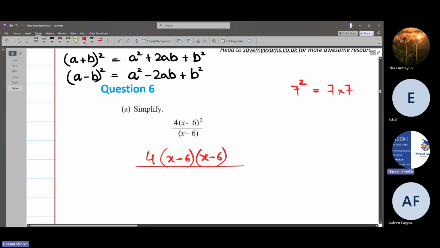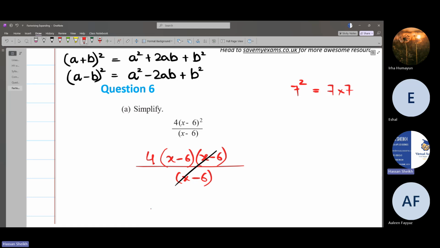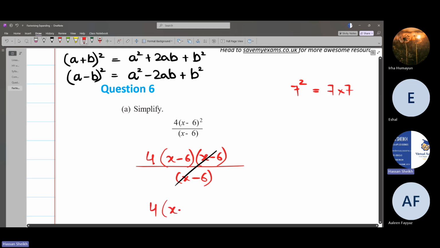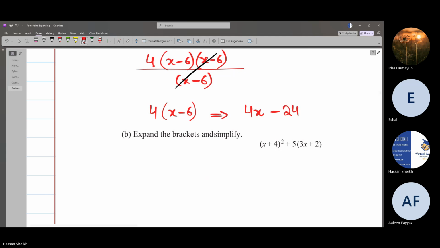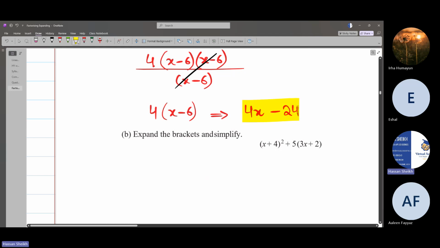7 times 7. So obviously x minus 6 whole square means x minus 6 into x minus 6. And then you can cancel one of the x minus 6 with the one that is in the denominator. So you're left with 4 into x minus 6. Agree? And if you expand the bracket, it will be what? 4x minus 24, because 4 times x is 4x, 4 times minus 6 is minus 24. Agree?